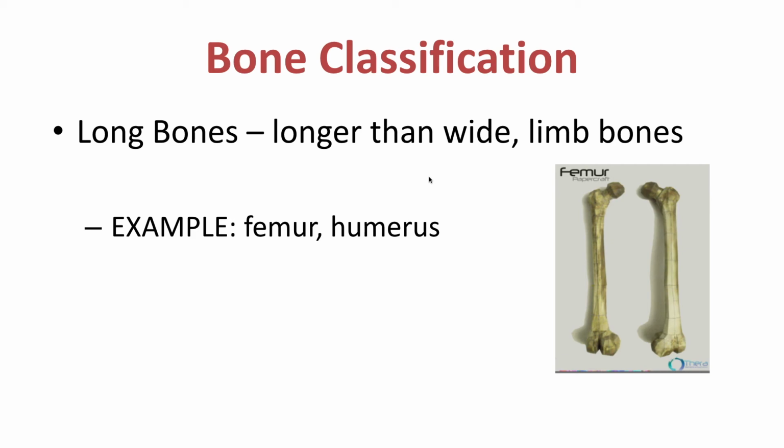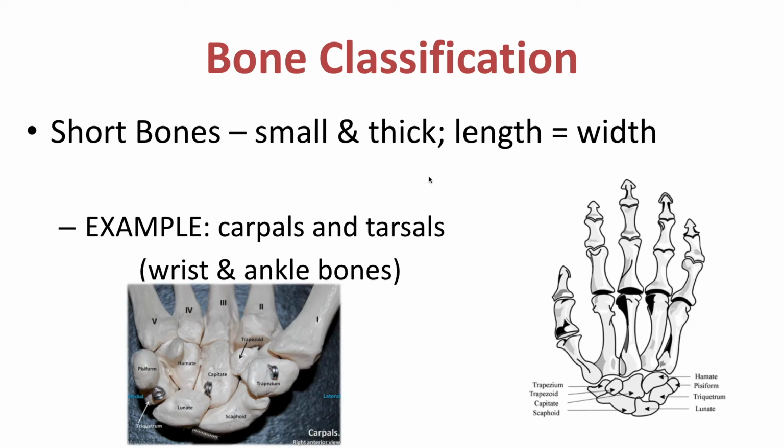So long bones are the first category. Second category, if long bones is the first, there are short bones, and they are small, they are thick, so their length is equal to their width. They're a lot more cubic in their proportions. Some great examples of this are your wrist and ankle bones, what are called your carpals and your tarsals, respectively. If you were to sort these into their own pile, they'd be short and stout and square-like.